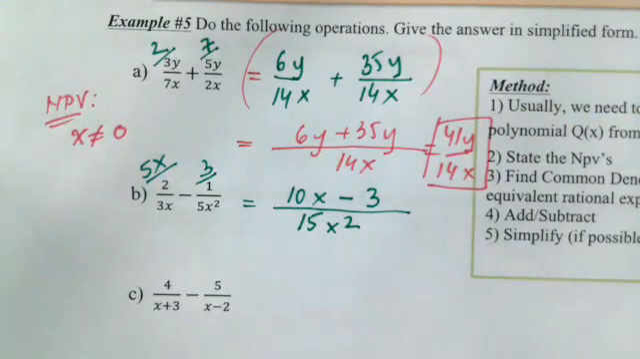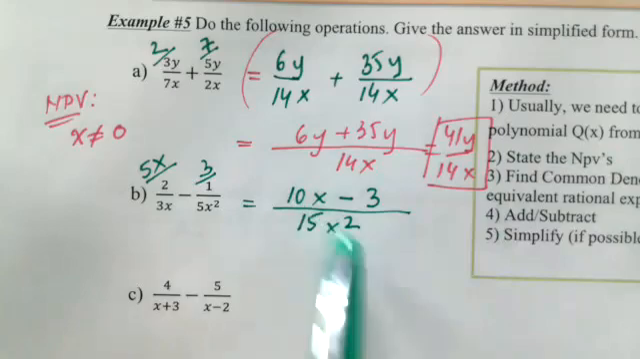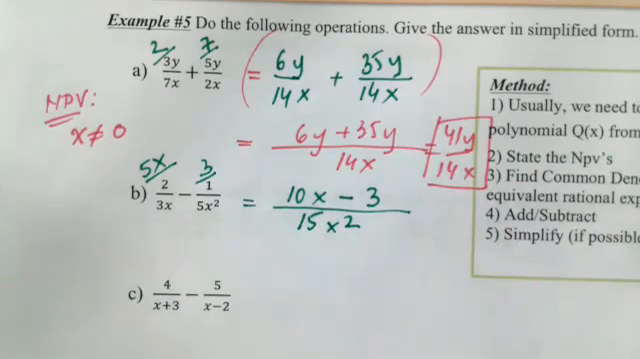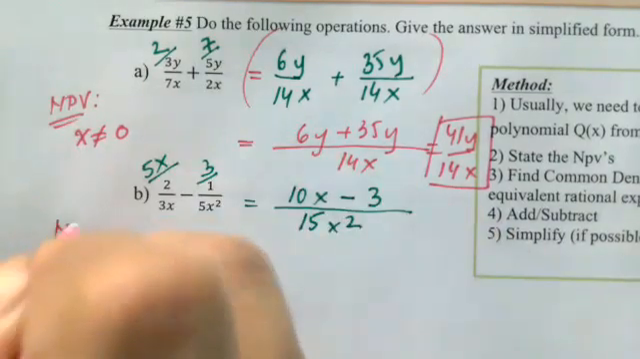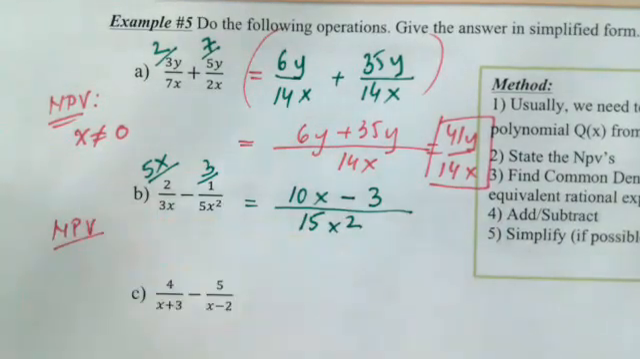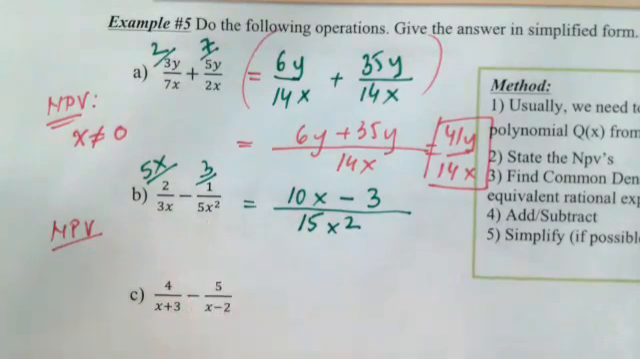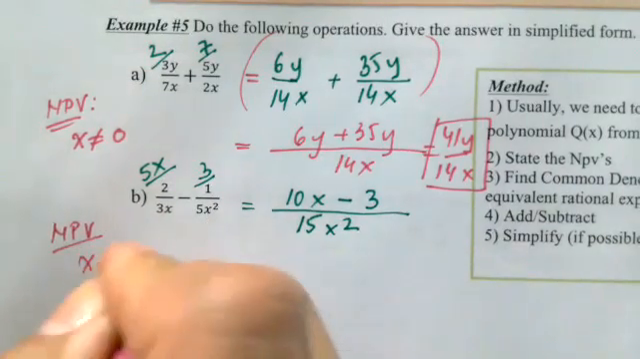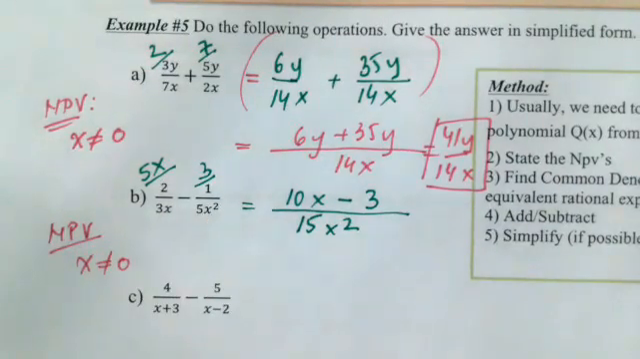Now, can we do anything further? No, right? Everything is done. I can't factor an x to simplify with the x squared, so it's pretty much it. All we have left to do is not forget the NPV here for this one as well. X squared, both of them would give x cannot be 0.